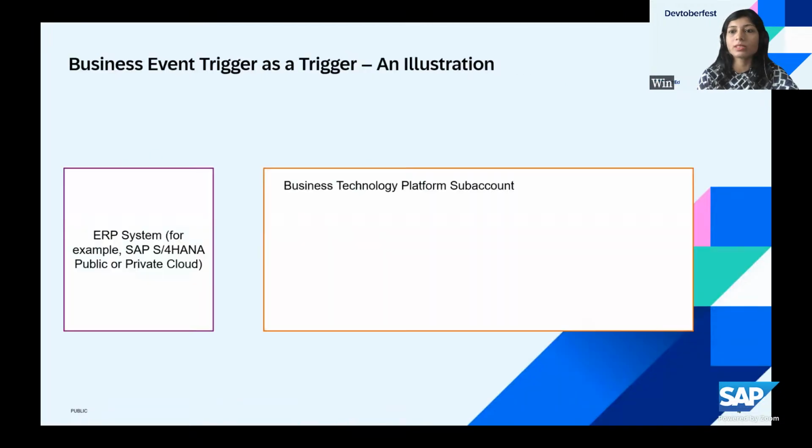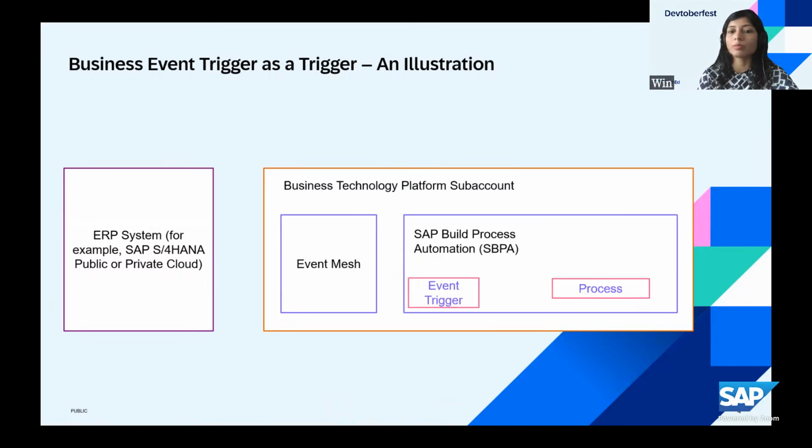Let me give a small illustration of how it works. Let's say you have an ERP system, for example, SAP S/4HANA public or private cloud, and you have a BTP account. In the BTP subaccount, you have Event Mesh, and you also have SAP Build Process Automation. In SAP Build Process Automation, you can define an event trigger based on a business event, and also define a process. The event trigger is linked to the process. For each of my processes, how does it start? You can specify which event trigger it works on.